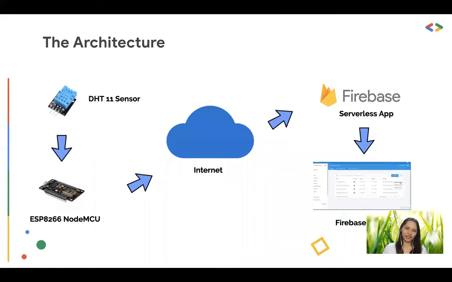And so this is the architecture. We have a DHT11 sensor that will gather the data that we will be sending. And we also have our development board, ESP8266 NodeMCU, that will interface with our sensor as well as with Firebase. So this is, by the way, a microcontroller. Our development board is connected to the internet, and it will communicate with Firebase. And we can interact with and view the data that we collected through the Firebase console.